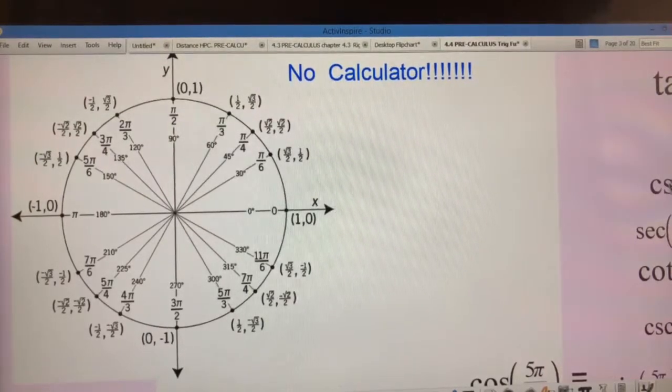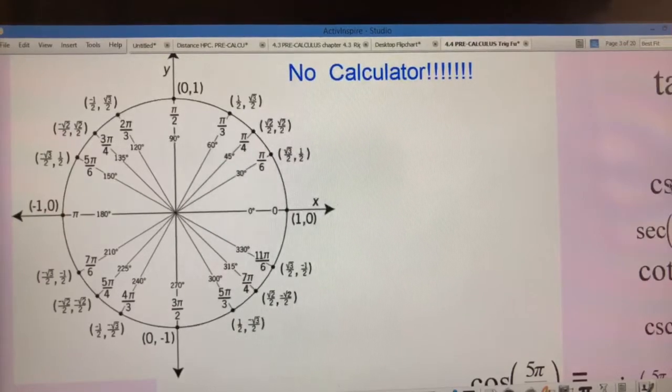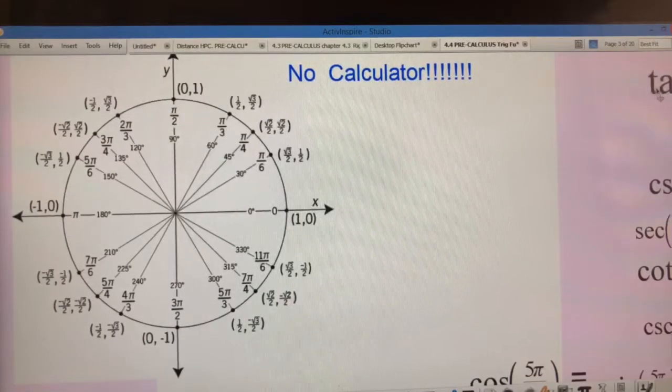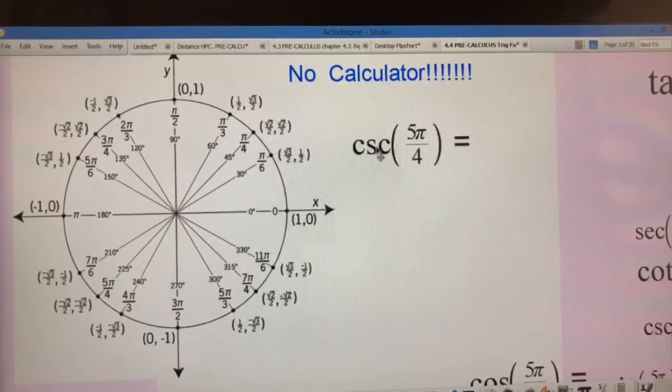All right, welcome back. This is 4.4 for my pre-calculus class, video number 2. We just finished doing the tangent just now. Now, for this one, I'm going to find out what this cosecant is at angle 5.4. That angle can be anything.